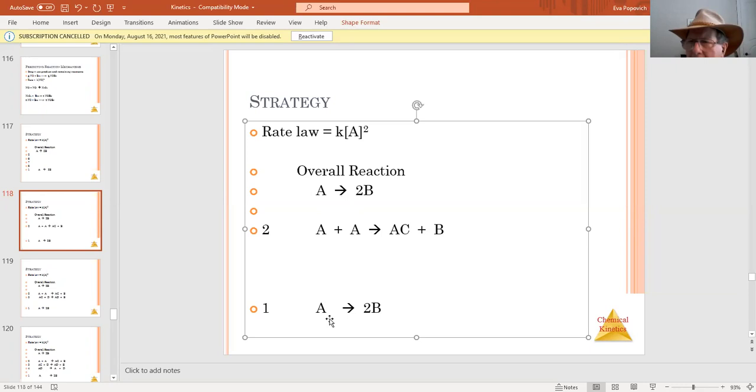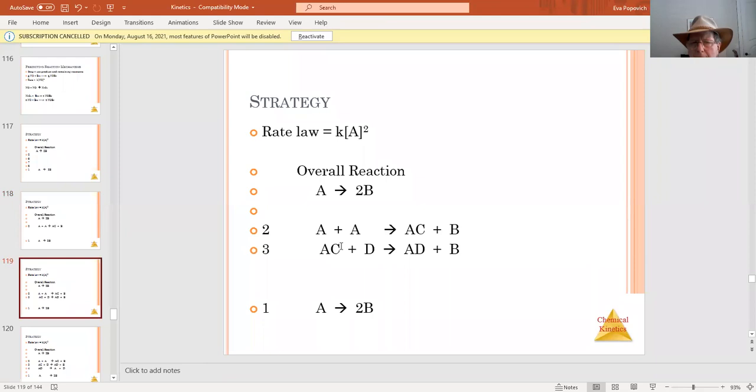So the simplest thing for me to do would be to add another new compound to it. We'll call it D. So I'm going to have AC reacting with D to make a new compound AD. And what happened is it also formed B. So now I've got two Bs on my reactant side. I still have two A's on my reactant side, and I only need one of them.